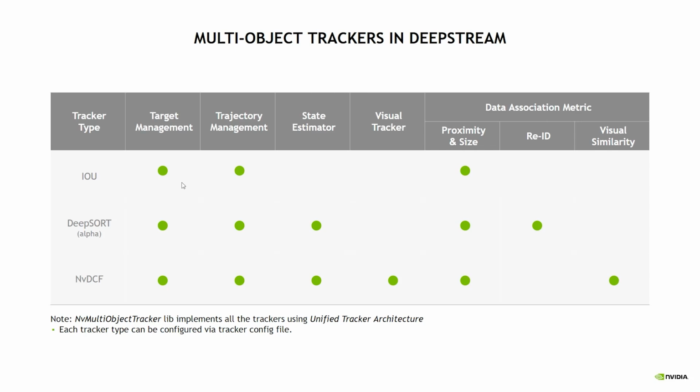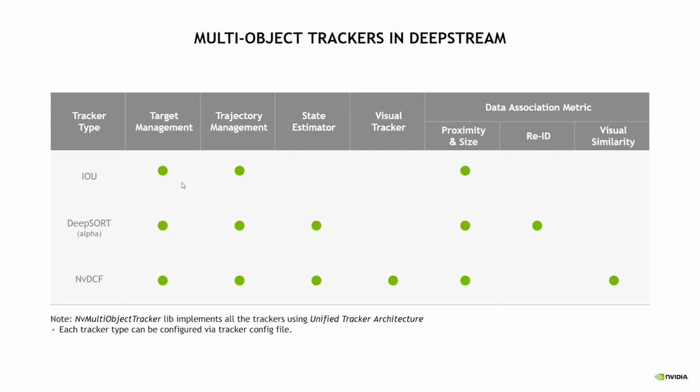So we have talked about why we need and why we want to use object tracking. Now we want to talk about what DeepStream has in terms of object trackers. Actually, DeepStream offers three types of object trackers: IOU, DeepSORT, and NvDCF.